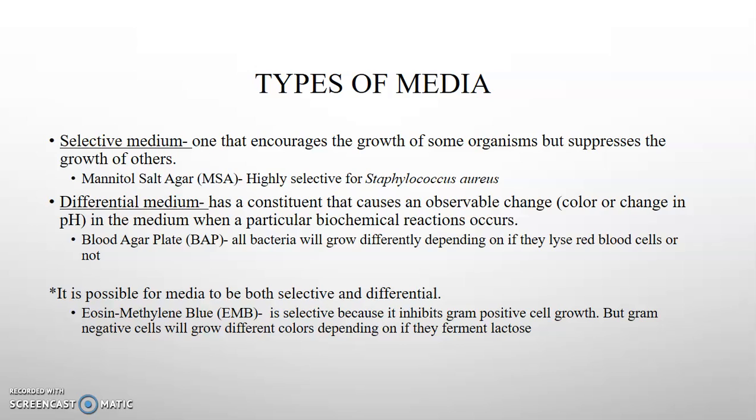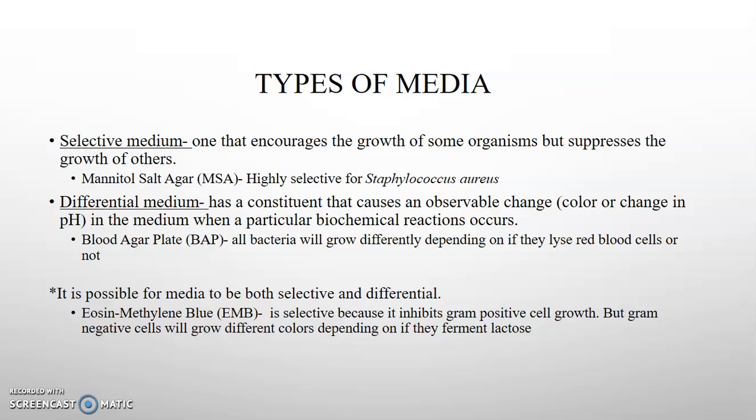So a good example of a differential media is a blood agar. Pretty much all different types of bacteria will grow on a plate that contains blood agar, but they will grow different colors based on how they interact with the red blood cells. And we'll see this when we talk about the discussion of blood agar, but depending on how they interact with the red blood cells, they will grow different colors.